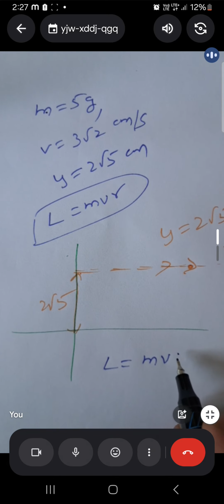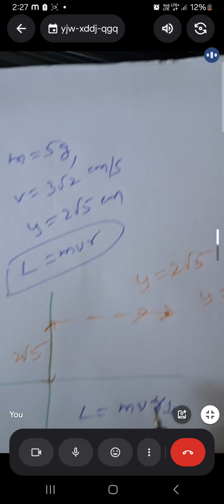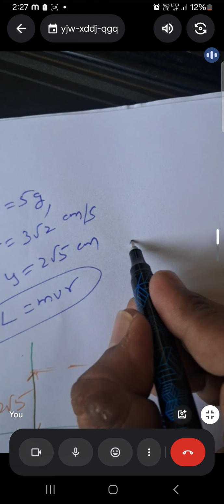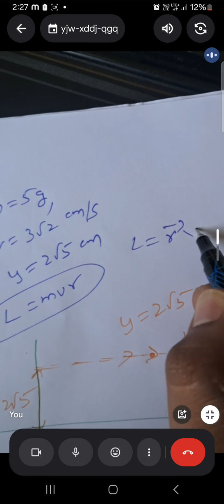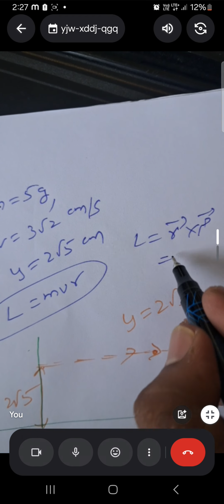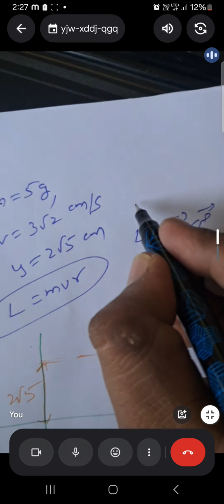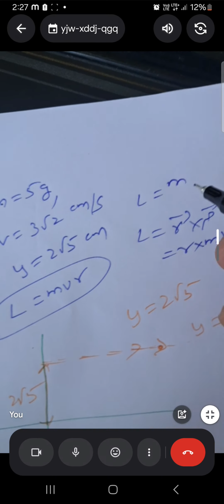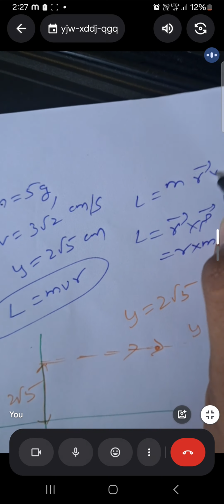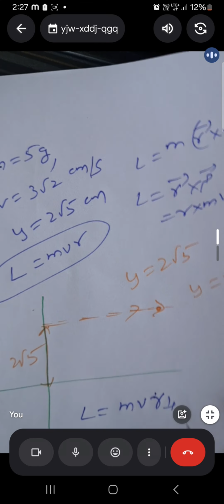R is perpendicular, as we already discussed. What is the basic angular momentum? L equals r cross p. Here, what is p? p is nothing but mv. Finally, you can write L is equal to mvr, that is, r cross v, mrv sin theta. Here v and r are perpendicular.